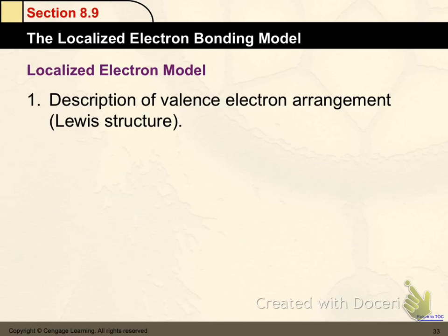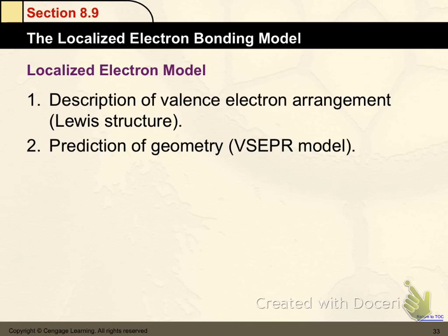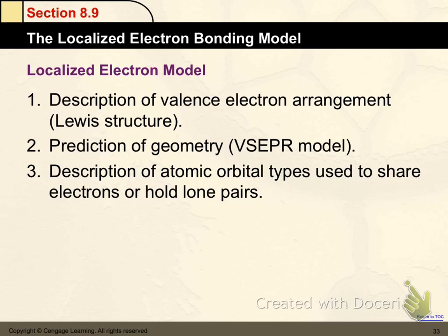All right. So the localized electron model allows us to do three big things. It allows us to describe the valence electron arrangement in the molecule. That allows us to draw the Lewis structure, which we've done before. It allows us to predict the geometry of the molecule. And that's really important because geometry allows us to dictate polarity. And finally, it allows us to make a description of atomic orbital types used to share electrons or hold lone pairs. So we can actually now get a visual of where these electrons are located. That'll be the last section that we talk about in this chapter.